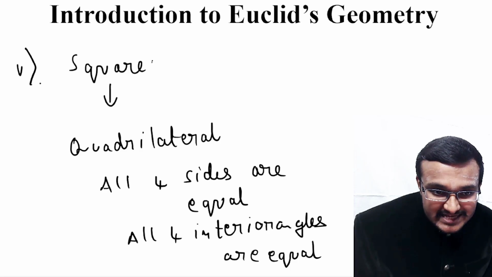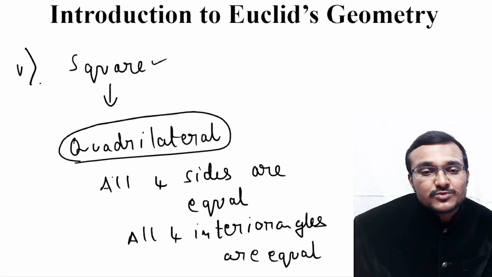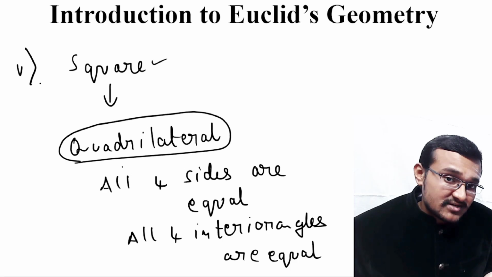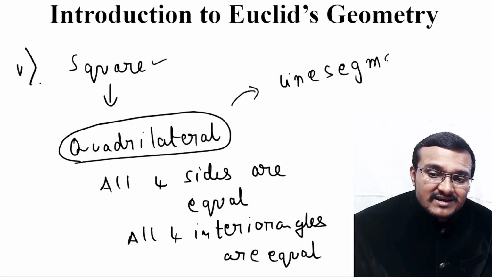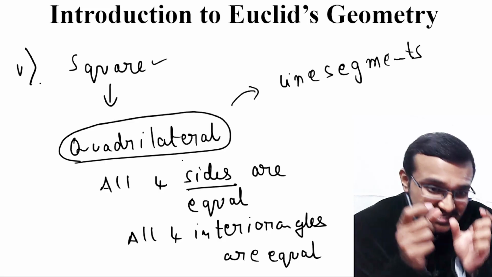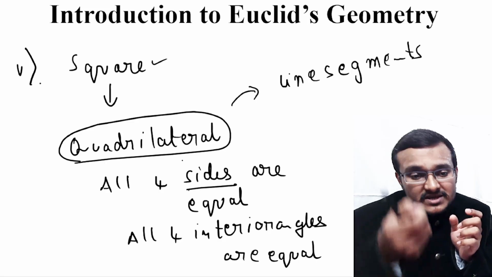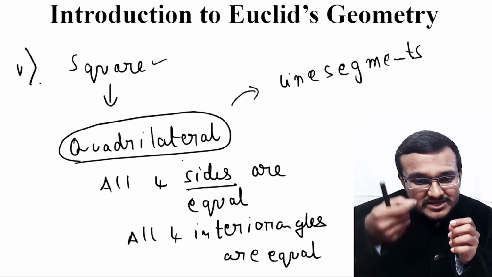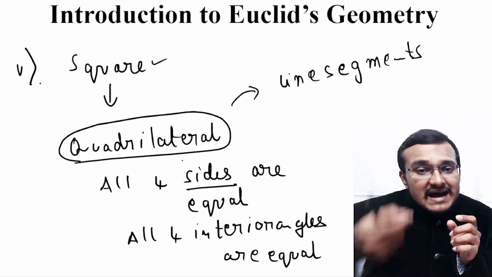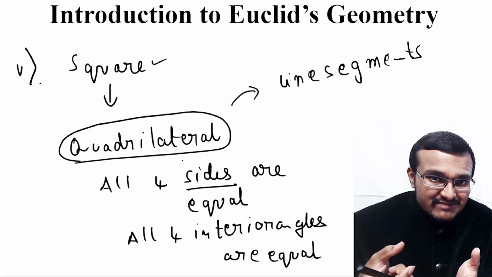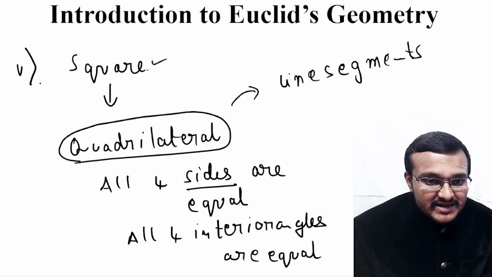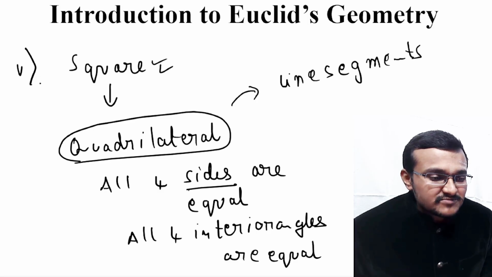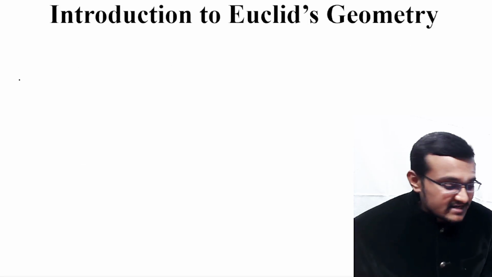In order to explain a square, you need to understand what you mean by quadrilateral. In order to understand a quadrilateral, you need to understand straight lines, or line segments. So in order to explain a square, you require a quadrilateral. To explain a quadrilateral, you require sides and interior angles, and you also require the help of line segments. So you are using various other terms to explain one particular term, that is square. These observations you can make in this second question.